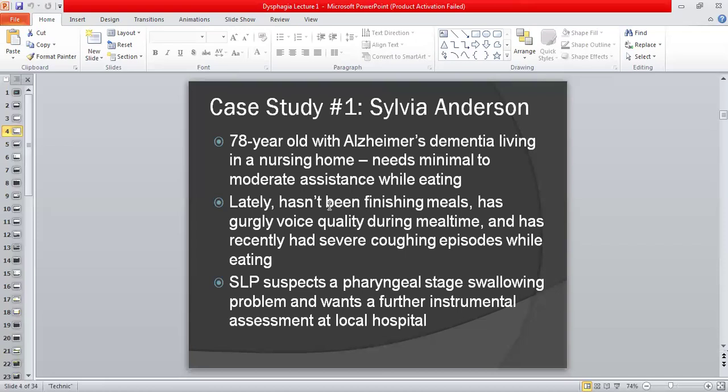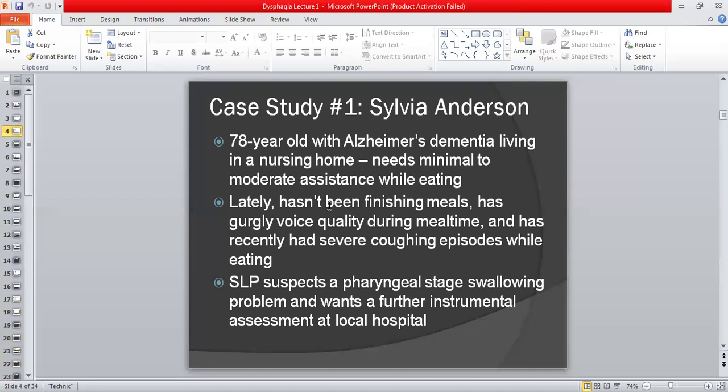So the speech language therapist, out of this information, in this case study, realized that the person has got pharyngeal stage swallowing difficulty and wants a further instrumental assessment at the local hospital. Now, what do these three lines tell you? These three lines indicate that there is a stage which is called the pharyngeal stage. So in swallowing, we come across four different stages, but in the case of Sylvia, it is expected that she has got the pharyngeal stage of dysphagia.